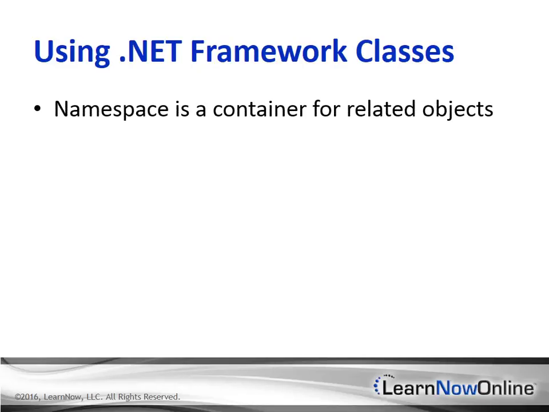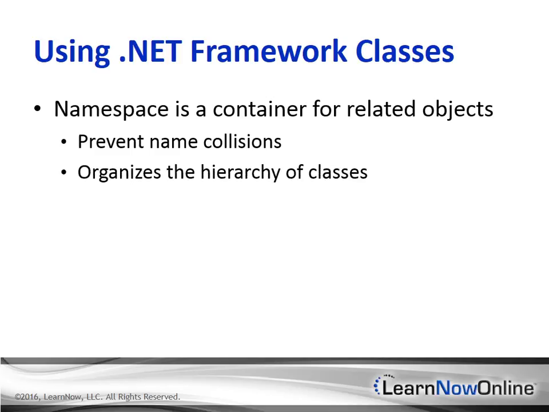A namespace functions as a container for related objects in the .NET framework. A major benefit of namespaces is that they prevent name collisions, so that the framework can have multiple objects with the same name, but the compiler can unambiguously resolve references to the correct object at compilation. Another benefit is that once you learn the overall structure of the namespace hierarchy in the .NET framework, you'll have an easier time finding what you need, although Google and Bing are pretty useful too.